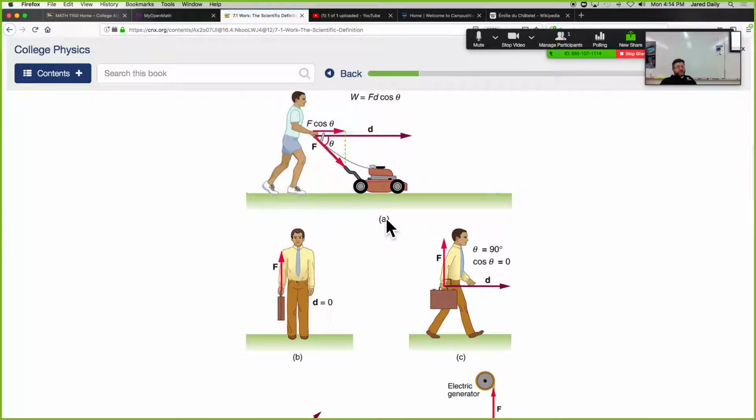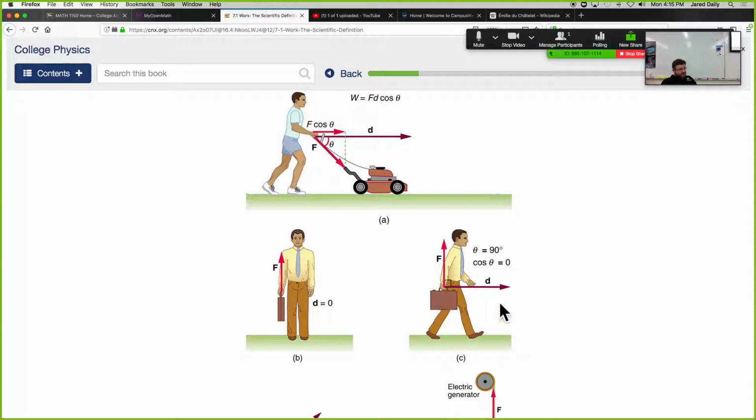Plain and simple. So how much work is done if you're carrying a briefcase, lifting the briefcase upward like this, and you're walking forward like this? How much work are you going to do in this situation? If it's force times distance times the cosine of the angle theta, in this case the angle theta is 90 degrees, and the cosine of 90 is 0. So how much work are you going to do? None. You don't do any work if the force that you apply is 90 degrees to the movement. So in this case, you're not giving the briefcase any energy with your hand.